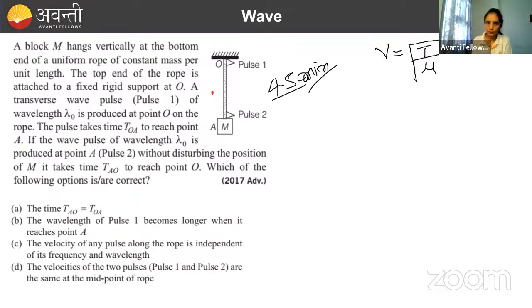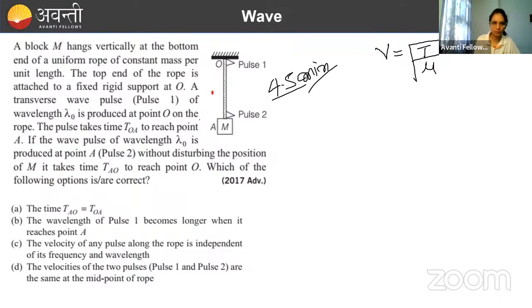Okay, done. So what is the question there? A block of mass M hangs vertically at the bottom end of a uniform rope of constant mass per unit length. Mass per unit length is constant, which means it is a uniform wire. The top end of the rope is attached to a fixed rigid support O. A transverse wave pulse of wavelength lambda naught is produced at O, and it travels to A. It takes time TOA to reach the point A.